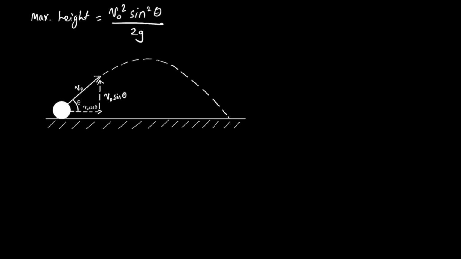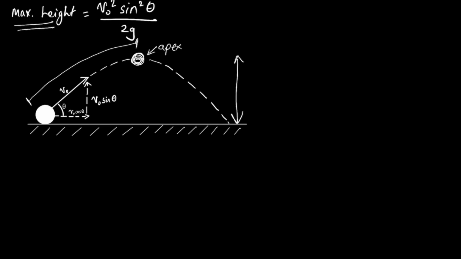The third equation we'll be deriving is the equation for the maximum height of the projectile. Now we know that the projectile reaches its maximum height at the apex, so our derivation will have to focus on the time interval between the initial position and the apex of the motion. So to start off the derivation, we'll start with a basic kinematic equation which states that the final velocity squared equals the initial velocity squared plus 2 times the acceleration times the displacement.